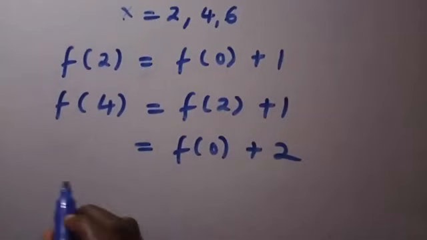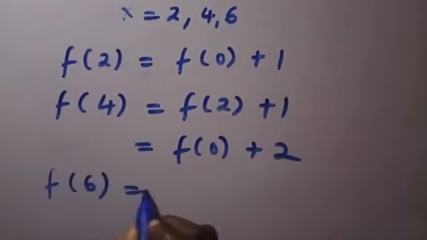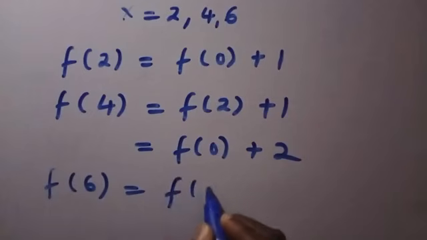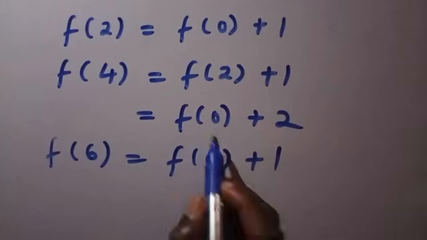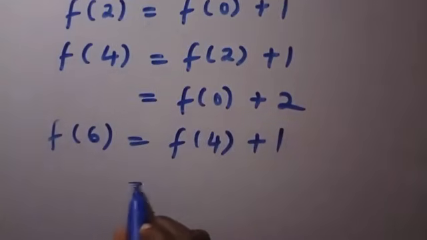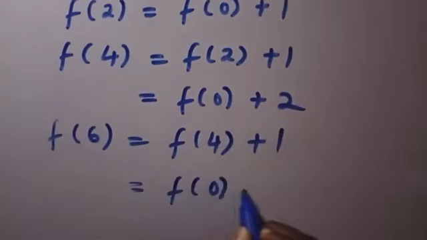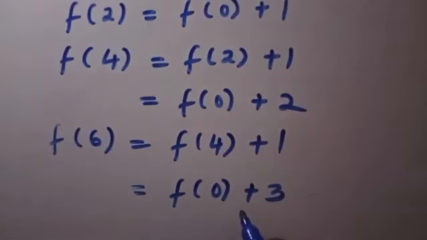And let's test for the last one. For f(6), this equals f(4) + 1. But when we change f(4) to f(0) + 2, this becomes f(0) + 3. So we can see the pattern here that this number keeps increasing 1 by 1. As long as we increase the input by 2, the value increases by 1. Then we are going to look for the general term of f(x).